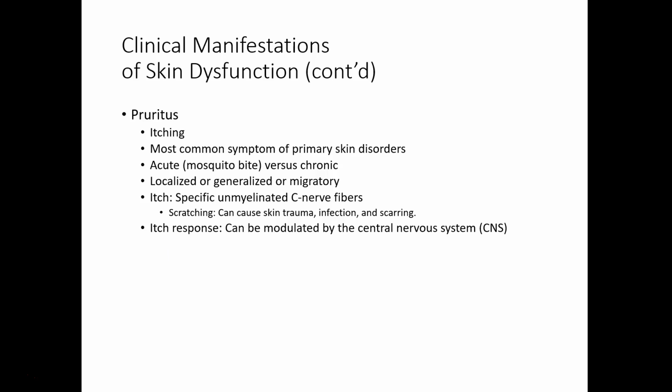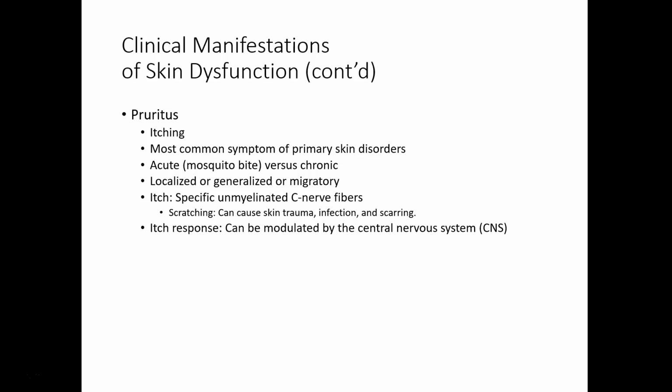The other clinical manifestation of a skin disorder we're going to talk about right now is pruritus, which is itching. Most common symptom of primary skin disorders. It's seen both in the acute and the outpatient setting. Acute, think of mosquito bites, surgical wounds, that type of thing, versus chronic. So, end-stage chronic kidney disease. A lot of chronic illnesses can have a component of itching. Localized or generalized or migratory, so they're well clustered in one area, diffusely spread out, or they actually follow a migratory pattern.